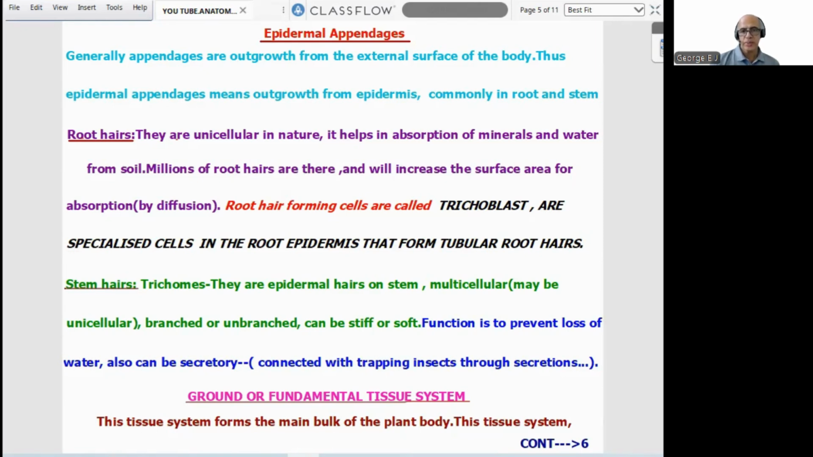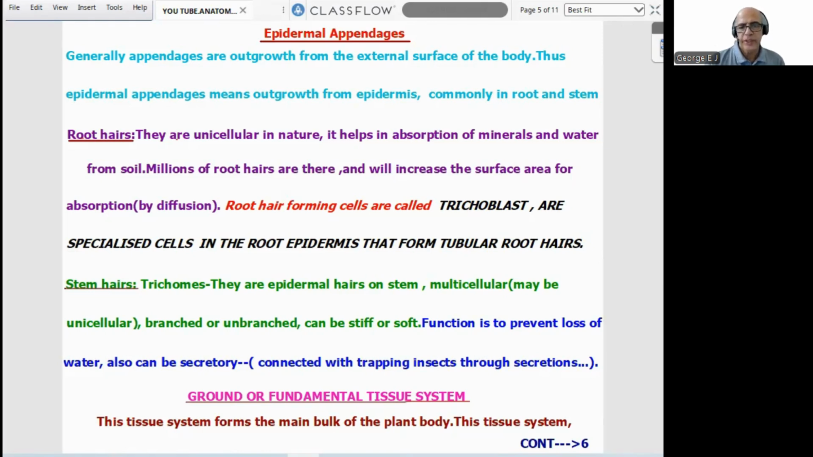Root hair forming cells are called trichoblasts. Here you can find the root hair forming cell, trichoblast, even though not in NCERT, specialized cells in the root epidermis that form tubular root hairs. Now comes stem hairs. Stem hairs are otherwise called trichomes. They are epidermal hairs on the stem. They can be multicellular, maybe unicellular, branched, unbranched, stiff or soft. Function is to prevent loss of water. They can also be secretory, connected with the trapping of insects through secretions, etc.